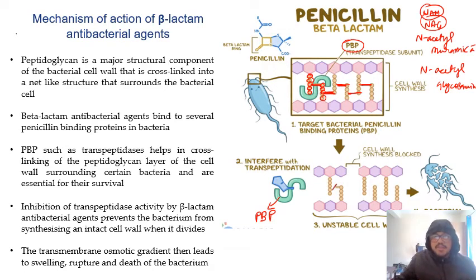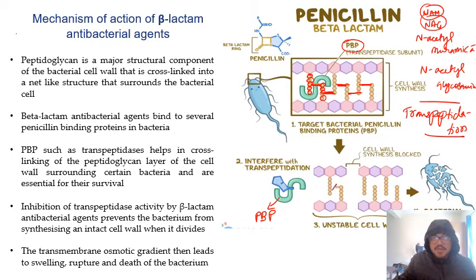If this penicillin binding protein is not there, there won't be any cross linking, and if there is no cross linking, the cell wall won't be synthesized properly. This process of cross linking is known as transpeptidation.